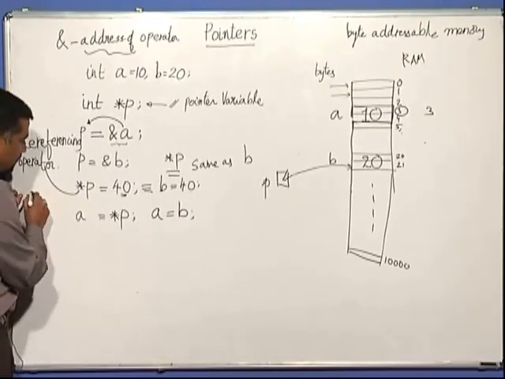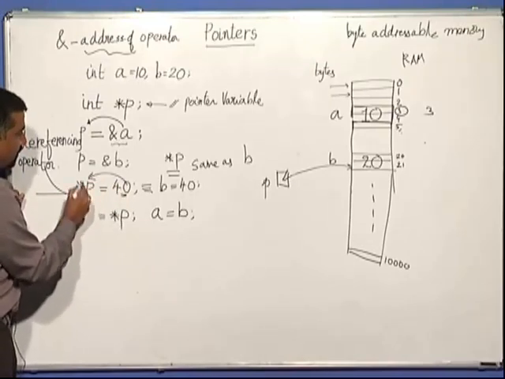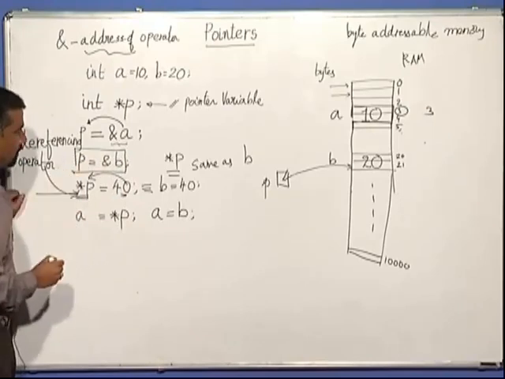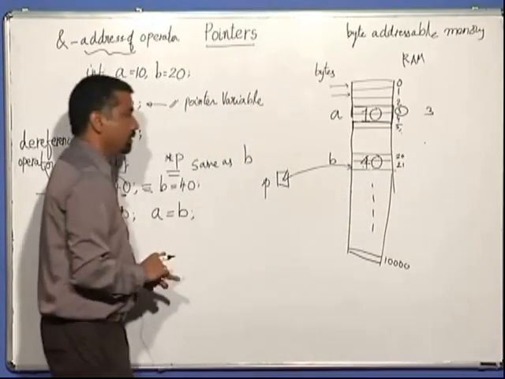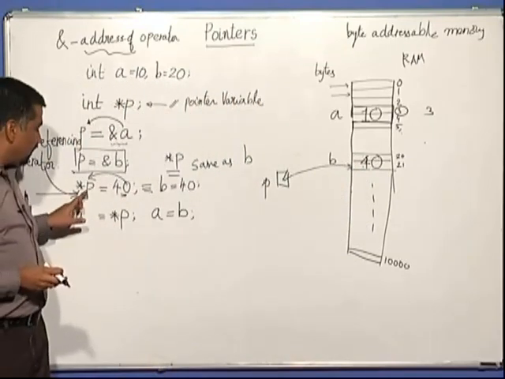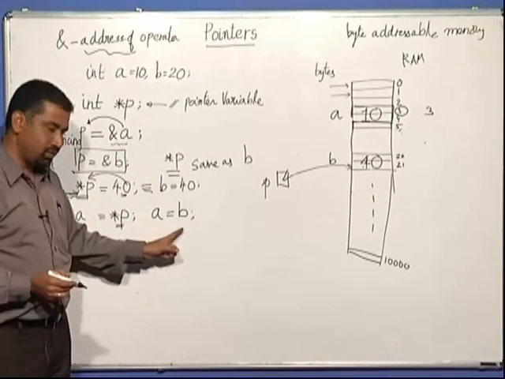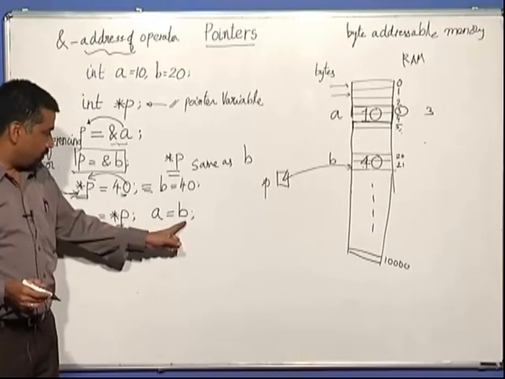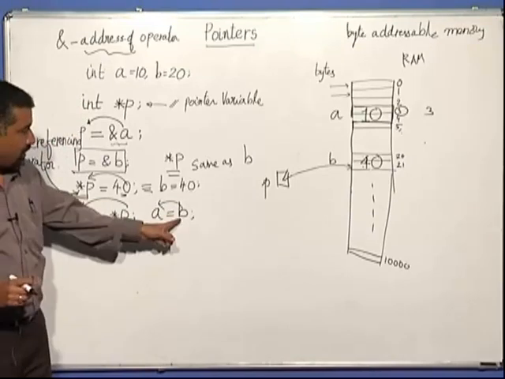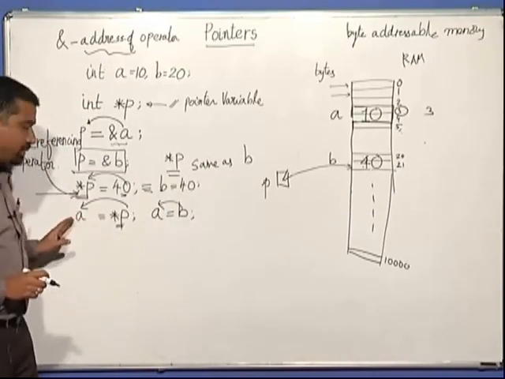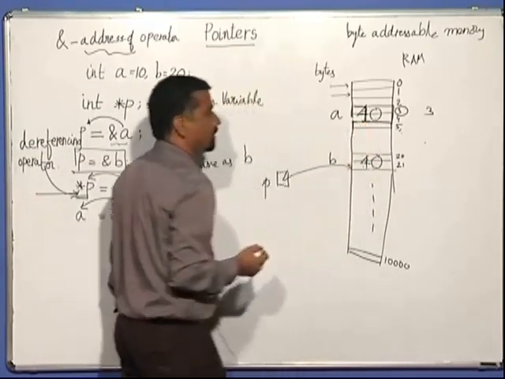That is, when this statement is executed, 40 is put into star P, which is nothing but B, because P is right now pointing to B. So this 20 would become 40 because of this statement, and because of this statement again, star P means nothing but B, so this is equivalent to this. Put the value at B into A. So what is the value at B now? 40. 40 gets copied into A. So A also will be made 40 here.